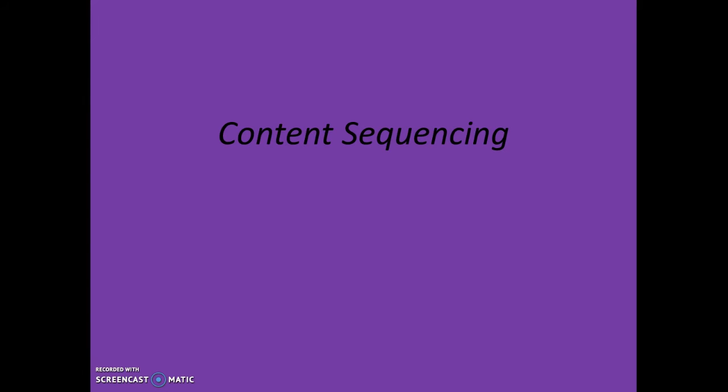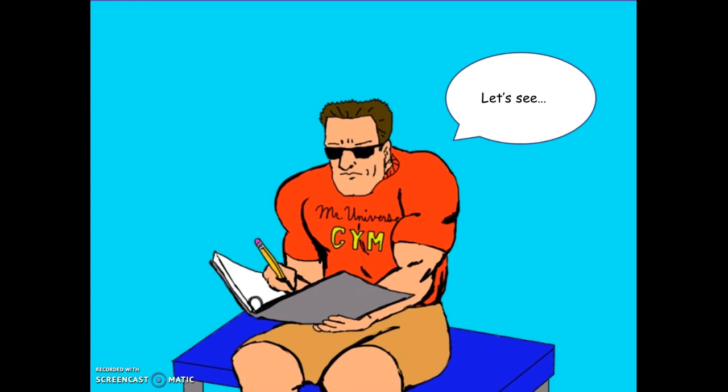The next step is content sequencing. This is where we determine the order that we are going to present the information to the learner. Let's see. Do I teach him upper body or lower body first? And where do I work in the lesson on nutrition?